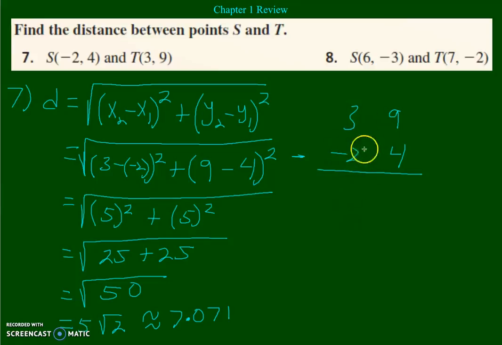Now this is going to be the distance formula. We're going to take the difference of the x's, because these are the x values and these are the y values. So difference of the x's, 3 minus negative 2 is 3 plus 2, which is 5. 9 minus 4 is 5.